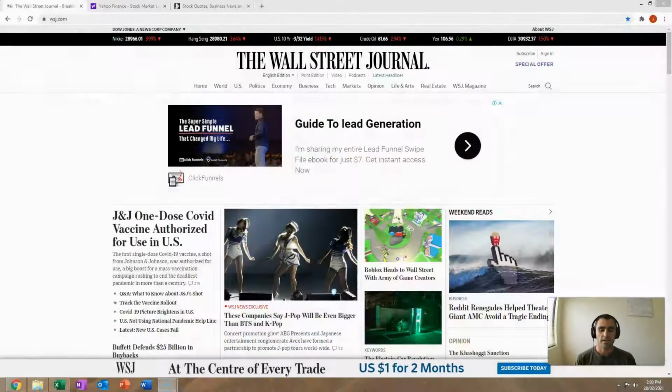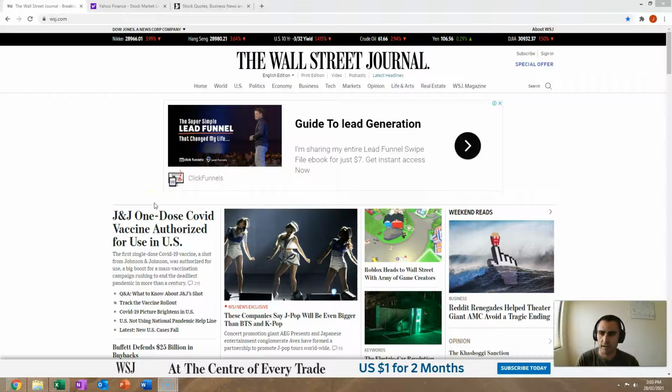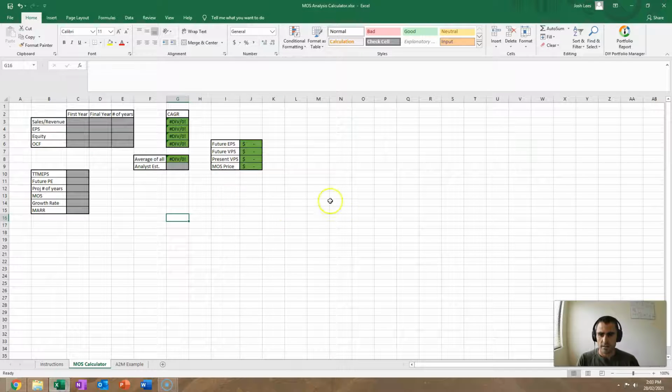So let's start here. The first website I'm going to use here is the Wall Street Journal, and here's a spreadsheet. I'm just going to do Facebook as an example. So let's just say for this example, you've done all your research into Facebook, you understand the company, you know that it's got some intrinsic characteristics that give it a competitive advantage over its competitors. You're happy with the management team, and now you're up to evaluating the company.